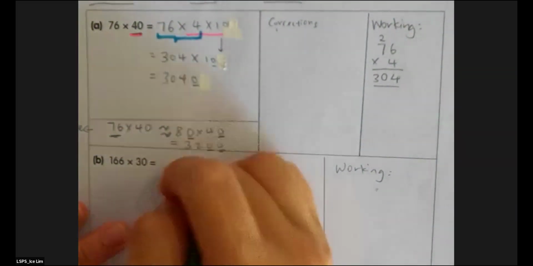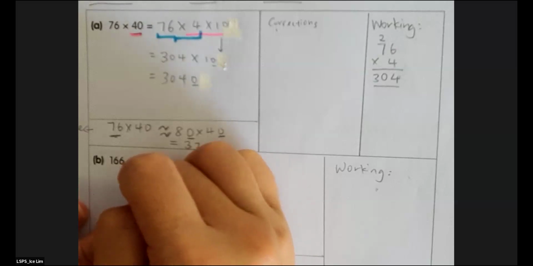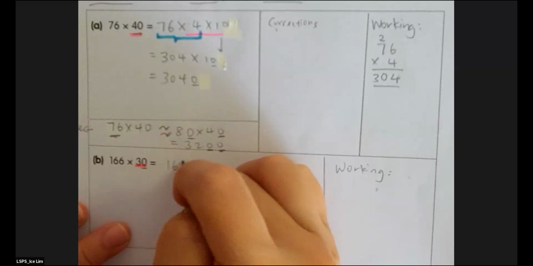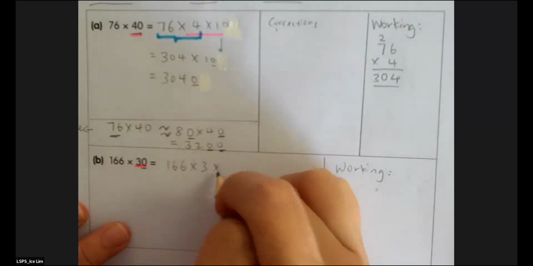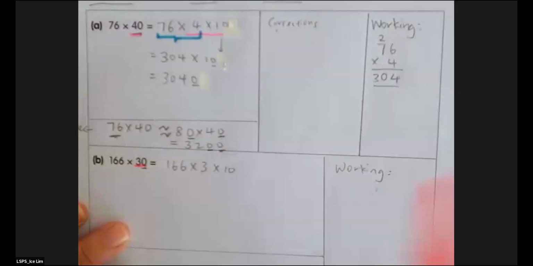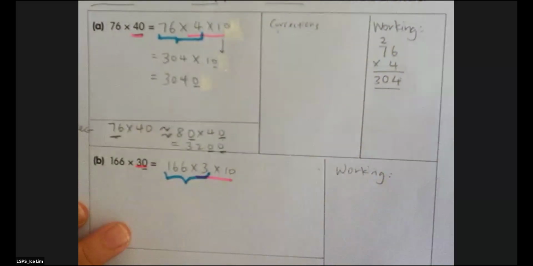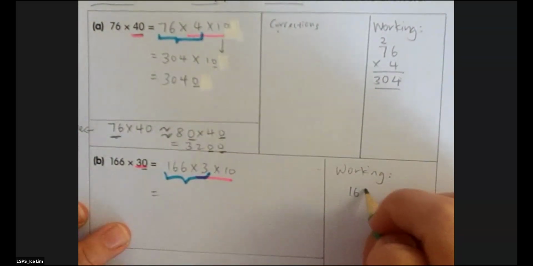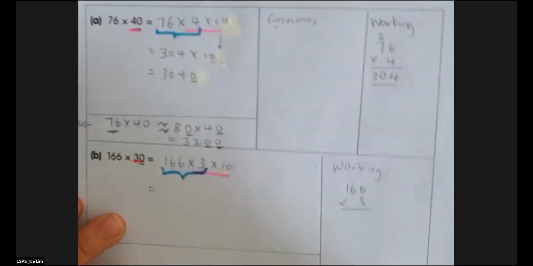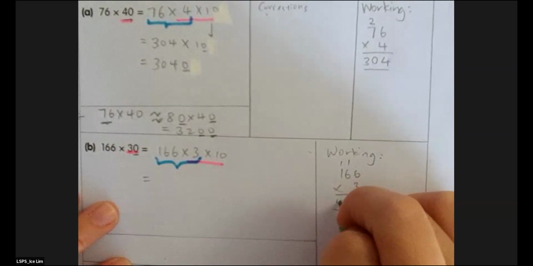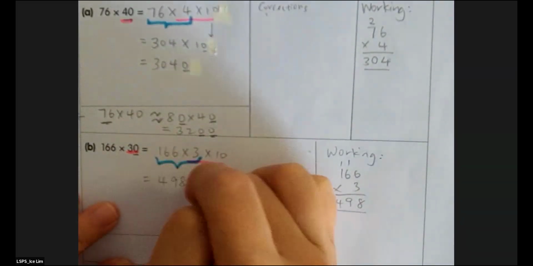So I have times 30. So it's 166 times 3, then times 10. So I'll do 166 times 3: 6 times 3, 18, 6 times 3, 18, we group 9, 498. Put the 0 at the back.